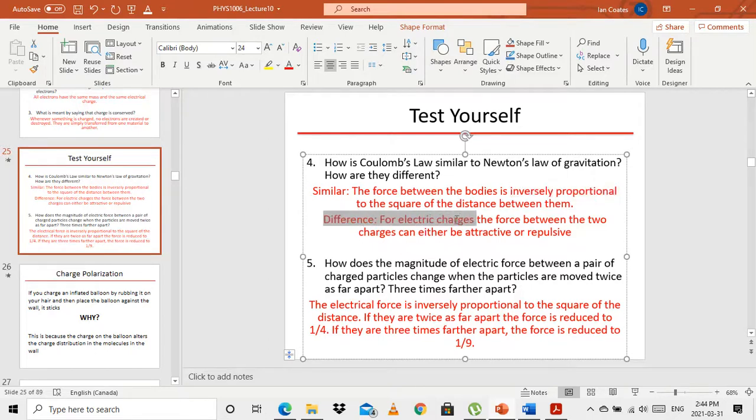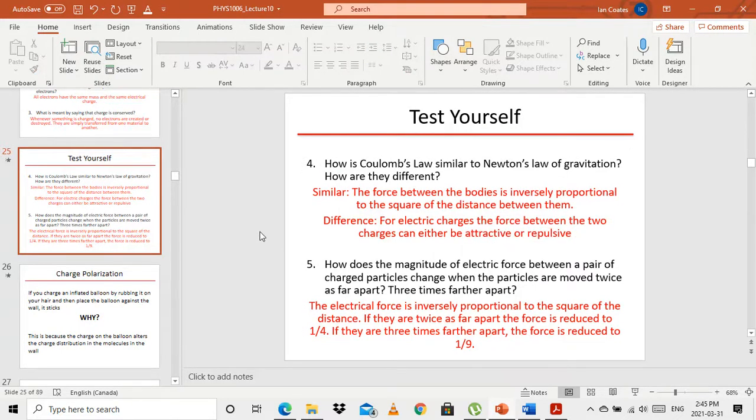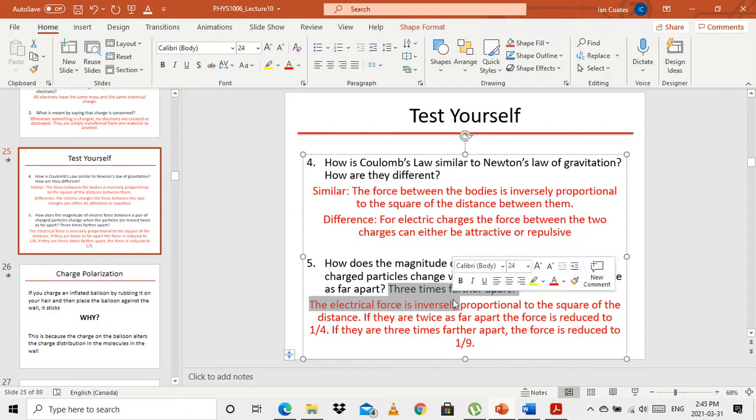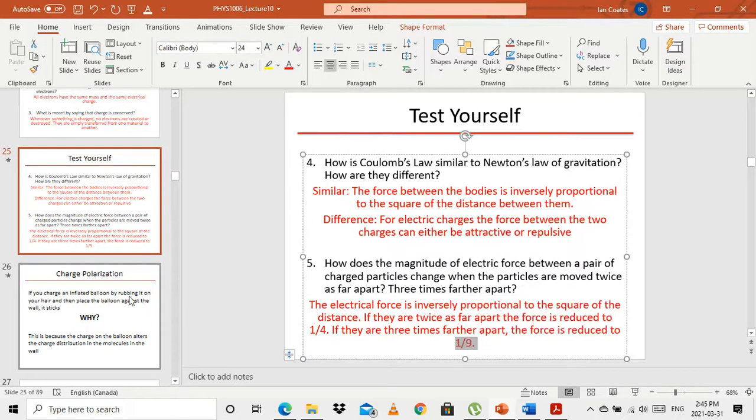And the difference is that gravitation is always an attractive force, but for electrostatic charges we can have positive or negative. How does the magnitude of electric forces between a pair of charged particles change when the particles are moved twice as far apart? There you go. Twice as far, a quarter. 3 times as far, a ninth. Perfect.